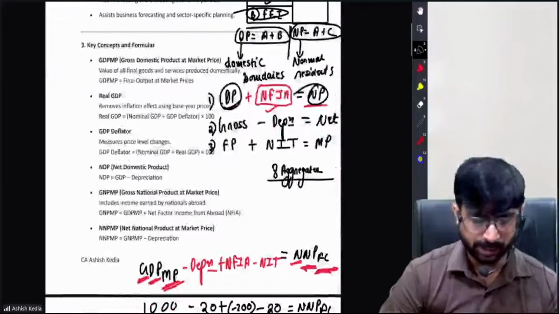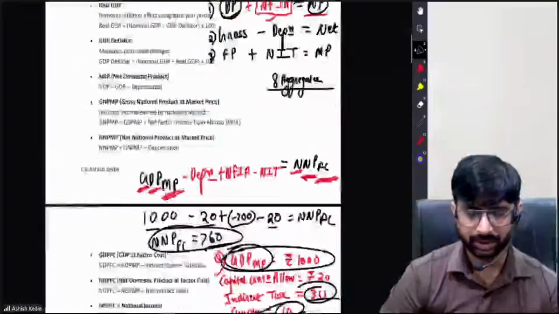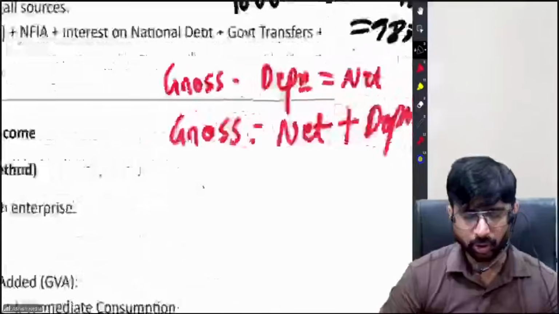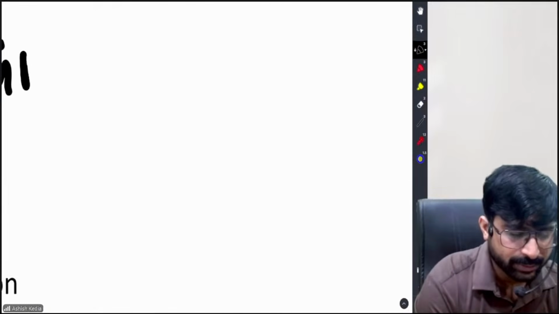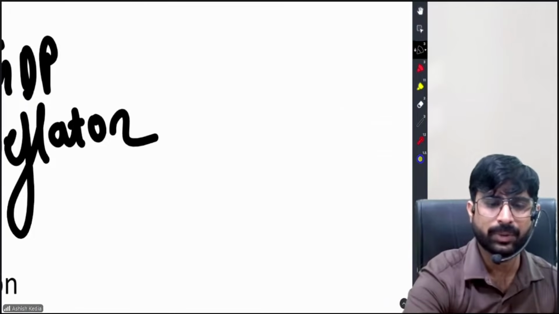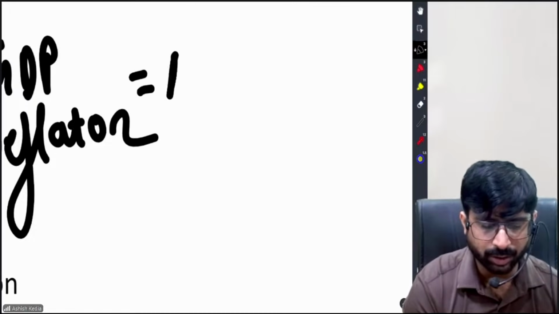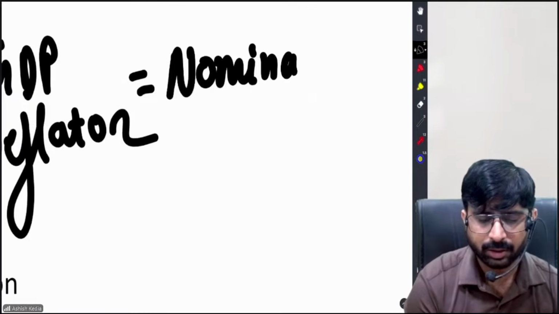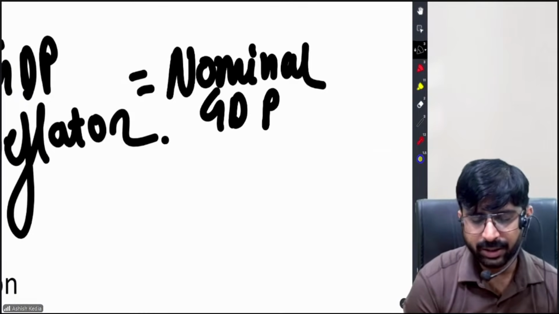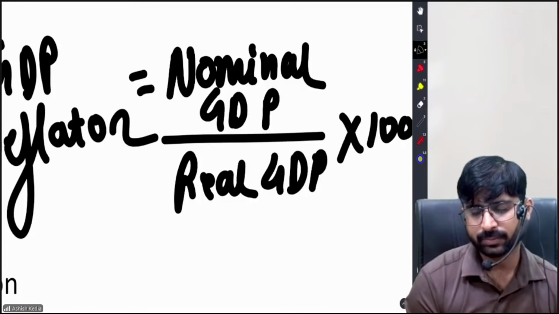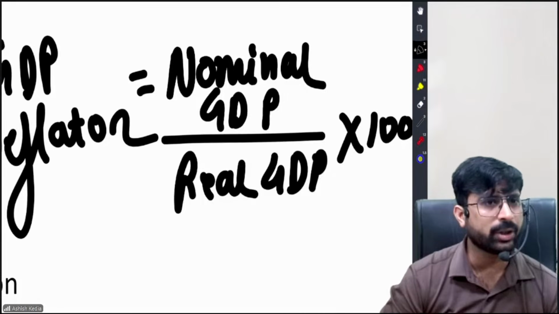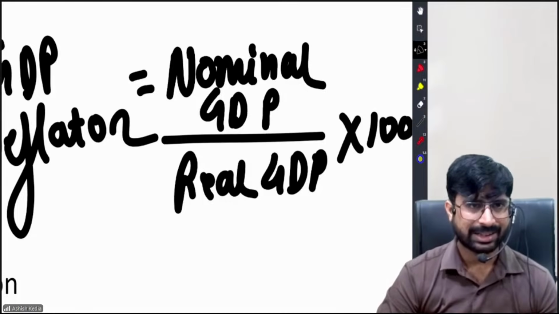Students, having done this much, there is a concept that I want all of us to be clear with. Write down GDP deflator. It is nominal GDP by real GDP into 100. What it does is basically it is the indicator of inflation. Let me explain.